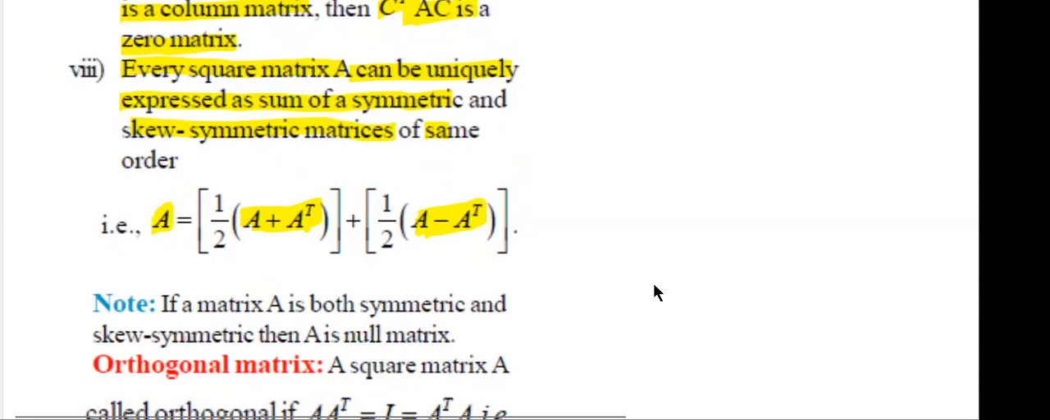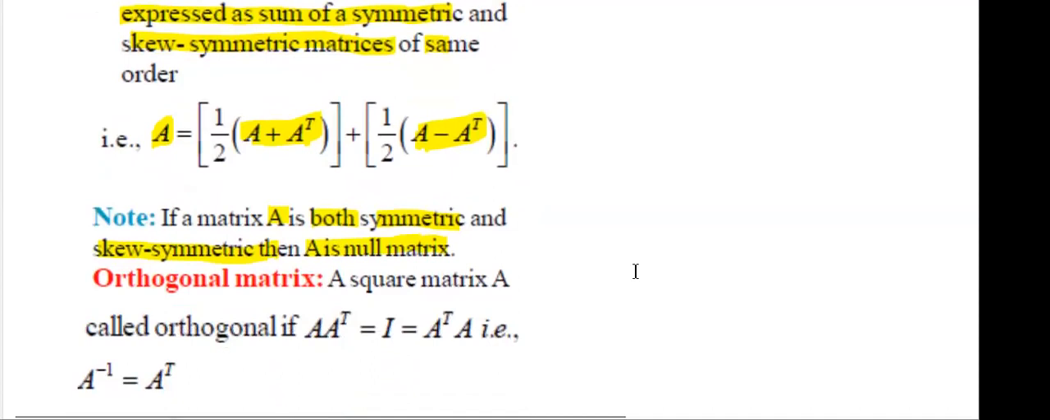Next, last, observe the note. If a matrix A is both symmetric and skew symmetric, then A is a null matrix. So a null matrix is both symmetric and skew symmetric. Students, have you understood? Right. Next, orthogonal matrix.